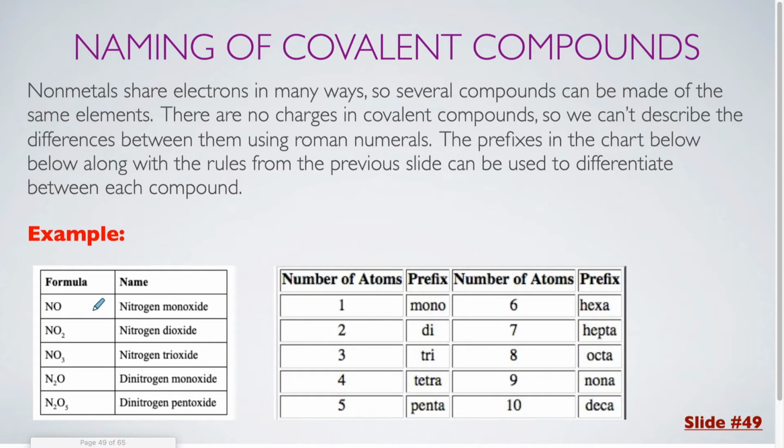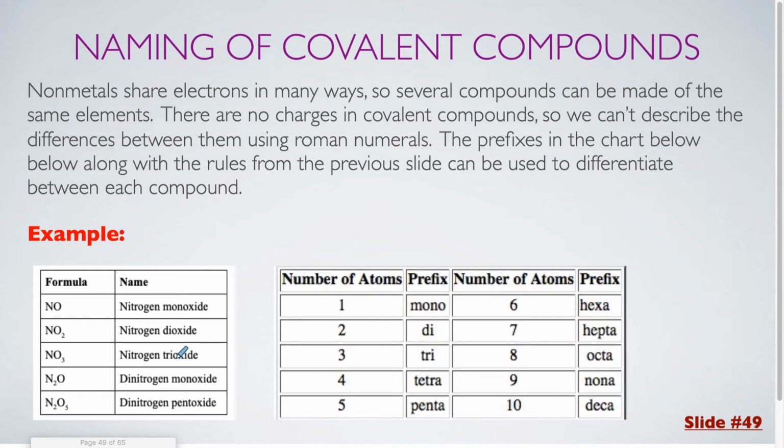Our example on the left shows different ways that nitrogen and oxygen can come together. I could potentially have one of each, in which the name would be nitrogen monoxide. One of our rules stated that when there was one of the first element, we would leave off the mono. So mono is only ever used if there's one of the second element. Our second example has one nitrogen and 2 oxygens. Again, mono is left off for the first element, so just nitrogen. Di because there are 2 oxygens, and then oxygen changes to oxide.